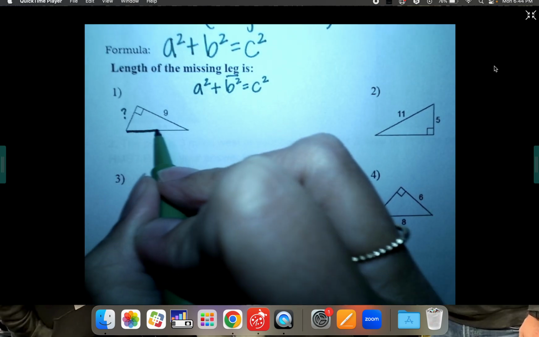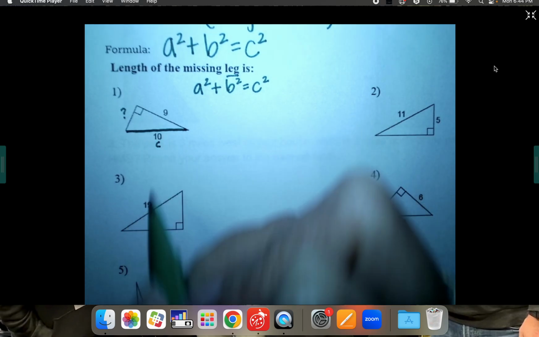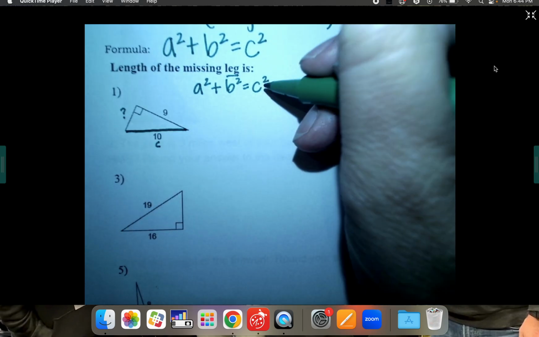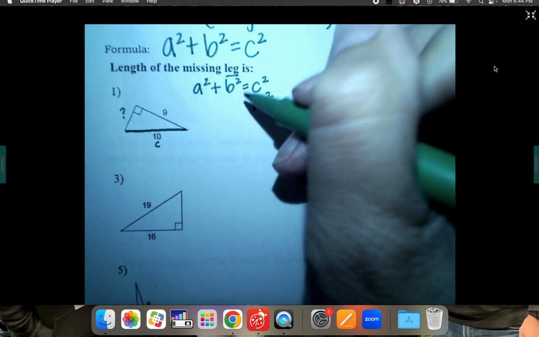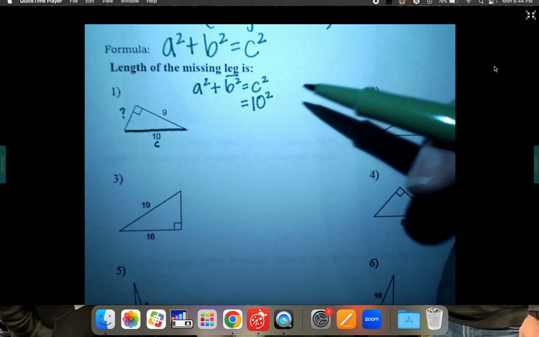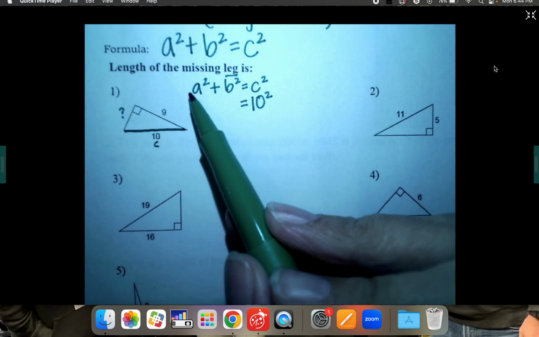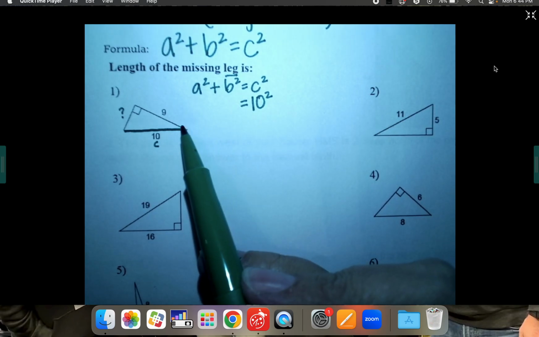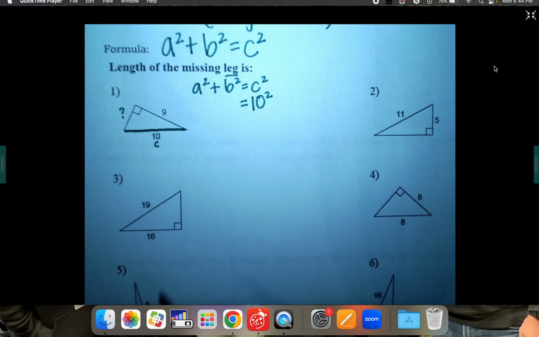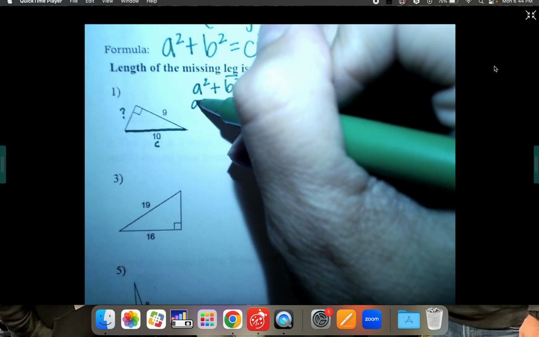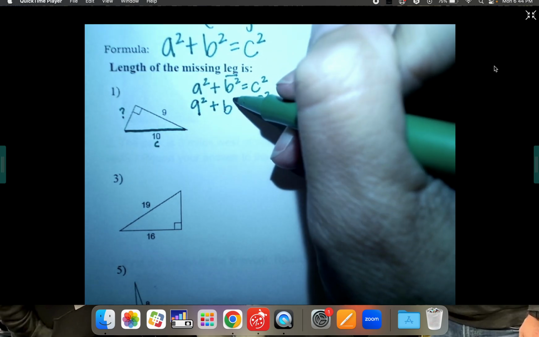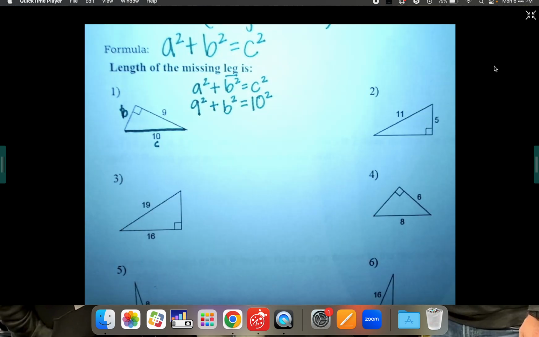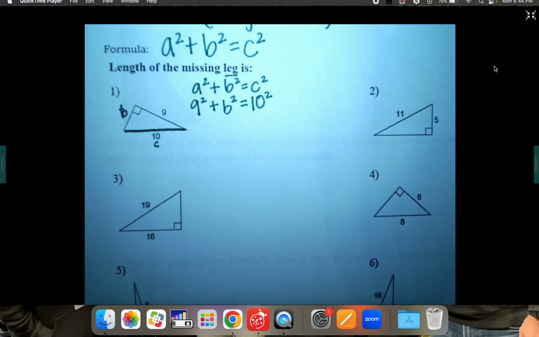Remember the longest side, the hypotenuse, is the C. So we have to put 10 in for C squared. That has to go there. You can't interchange the longest side. The A and the B, though, don't matter. So we have a 9 for one and a question mark for the other. I'll just put in 9 for my A squared. It doesn't matter, though. I'm just going to leave B squared as B squared. I'm going to call this B, and we don't know what B is, so we're just going to leave it B.